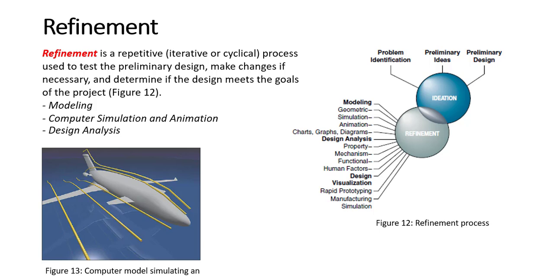Next one is our mechanism analysis, which determines the motions and loads associated with our mechanical system made of rigid bodies connected by joints. Functional analysis determines if the design does what it is intended to do. In other words, if the design performs the task and meets the requirements specified in the ideation phase.